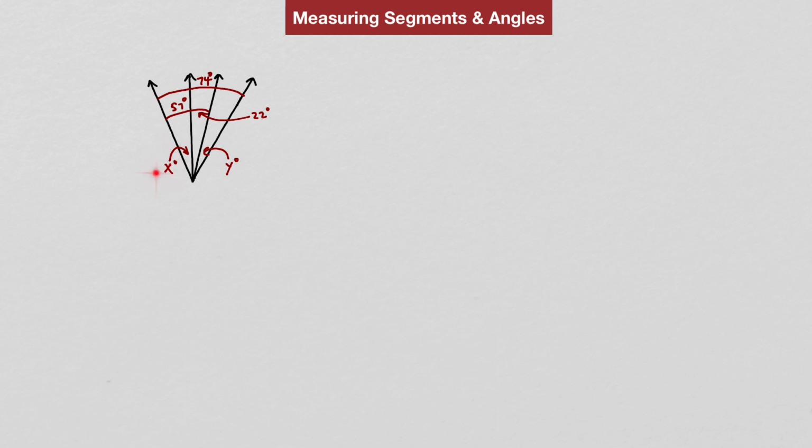Well, to solve for X, for this angle right here, we know that this angle X plus 22, this angle right here, is equal to this entire angle. So let's go ahead and write that out. X plus 22 is equal to 57. And then to solve for X, we're going to subtract 22 from both sides, and we find that X is equal to 35. So angle X is 35 degrees.